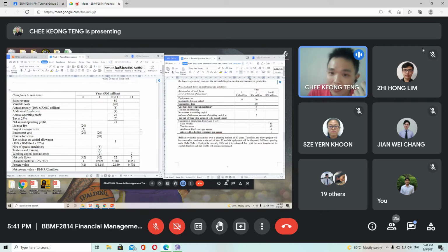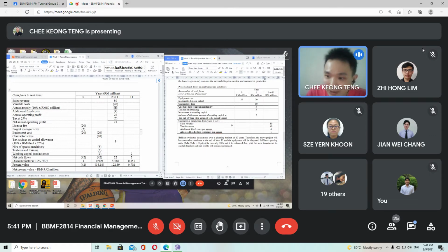Then from year 2 to year 11. Why year 2 to year 11? Because after that it is the operational phase, and this happens every year. So you need to ask yourself again: is sales revenue relevant? Definitely relevant. If you do it, you receive this 80 million. Variable cost is also relevant. Additional fixed cost is relevant because it is incremental. It tells you additional, meaning if you do it, then you pay an additional fixed cost per annum of 4 million.